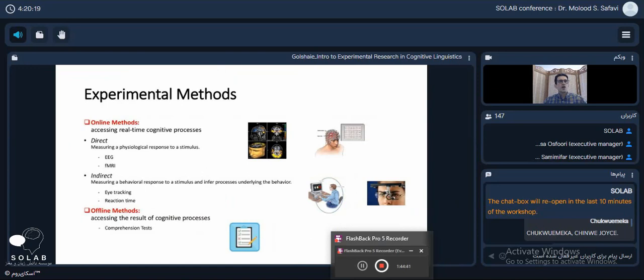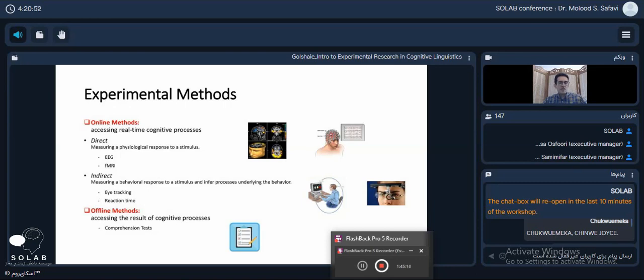So when you are doing a task or comprehending a sentence, and you want to know what's happening while someone is comprehending a sentence, you use online methods. But if you want to just access the result of a cognitive process, for example, after understanding a sentence, what the participant is thinking, you can use offline methods.